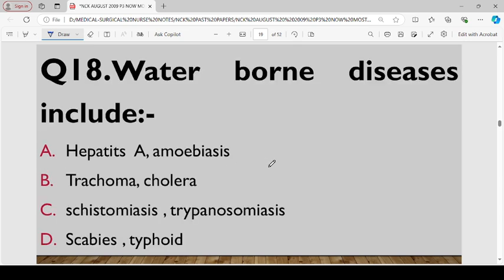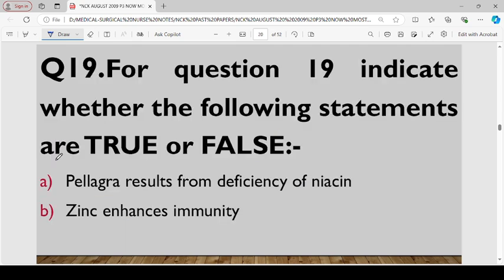Waterborne diseases include hepatitis, amoebiasis, yeah, that's correct. Trachoma, cholera is there, but trachoma it's not. Schistosomiasis and trypanosomiasis. Trypanosomiasis is vector-borne, caused by the tsetse fly, so it's not included here. Scabies, this is a contact disease, right? Okay, and this one may be included. So option A is the best option here.